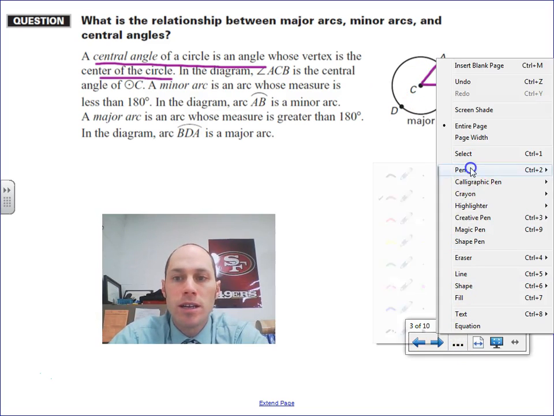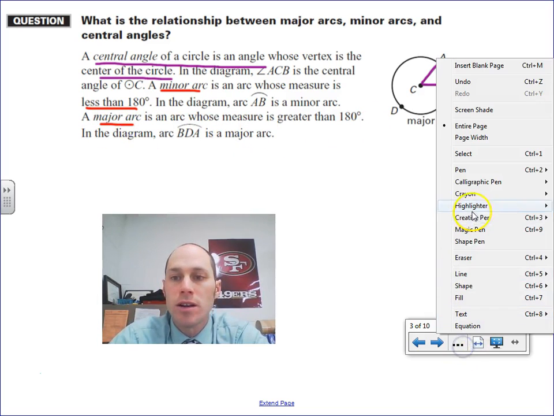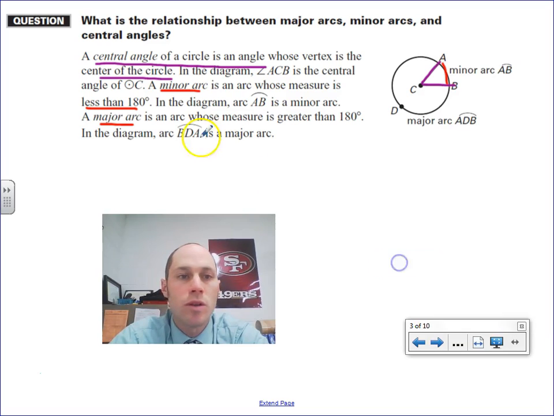A minor arc is an arc whose measure is less than 180 degrees. So we'll say minor arc AB, and when we label it, we'll put the little arc measure over the top of the 2 points. And major arcs are arcs whose measures are more than 180 degrees. So for example, ADB is a major arc since it's more than 180 degrees.